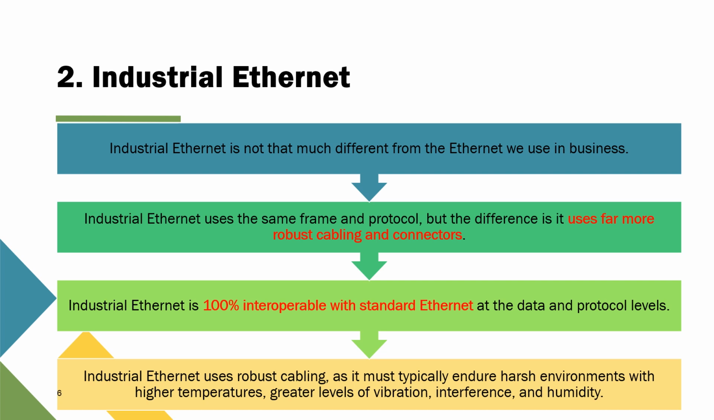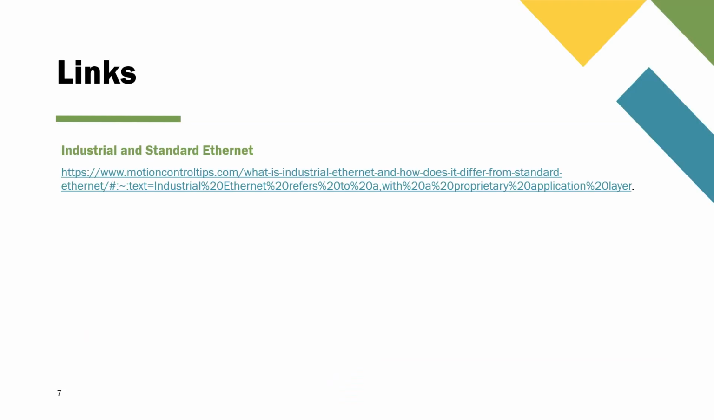Industrial Ethernet uses robust cabling, typically to endure harsh environments with high temperature, greater levels of vibration, interference, and also humidity. Here is the link for industrial and standard Ethernet. You can read through this information for a better understanding of the topic.